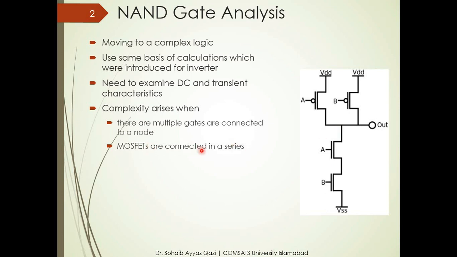And similarly, MOSFETs are connected in series. We don't have much of a problem when our PMOSs are connected in parallel, but we have issues with series connected MOSFETs, either in the PMOS pull-up network or in the pull-down network. So there are issues which need to be resolved. So let us analyze this NAND gate circuit and see how we can calculate the rise time and fall time, and obviously different characteristics which include the power dissipation and maximum switching frequency as well. So how can we calculate those for this NAND gate?